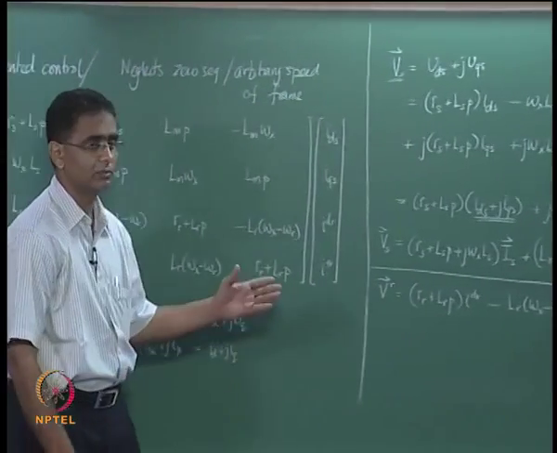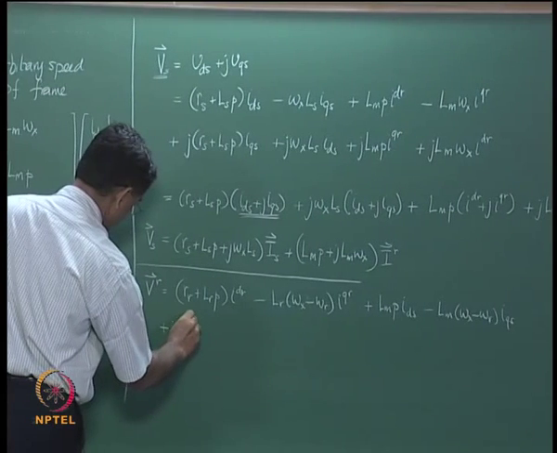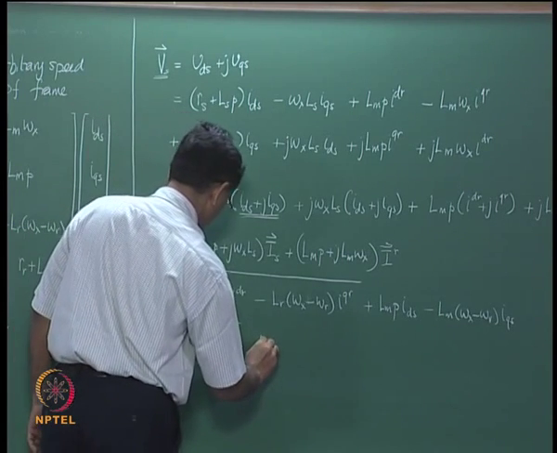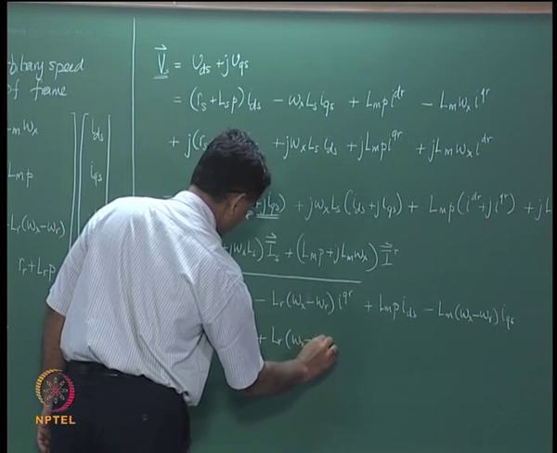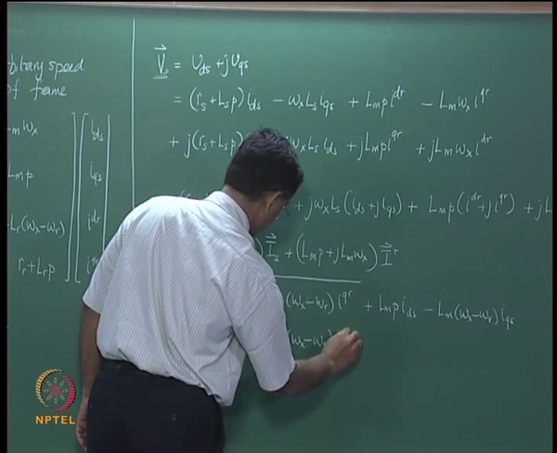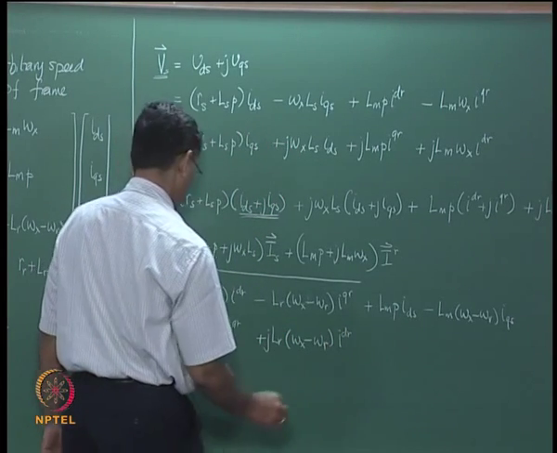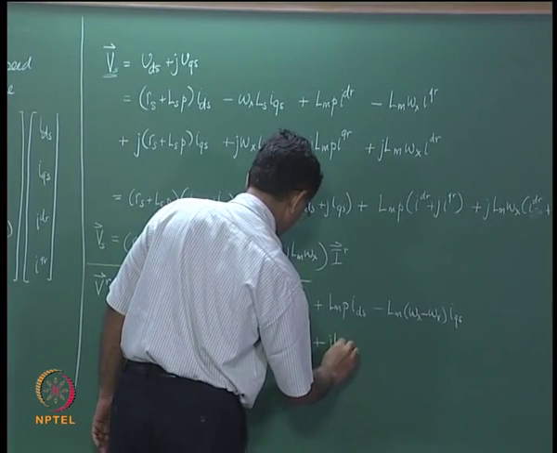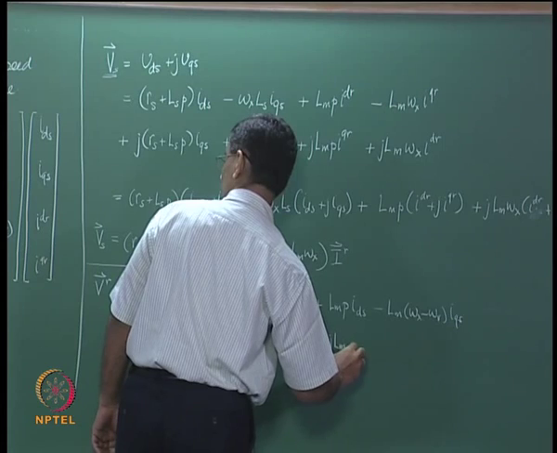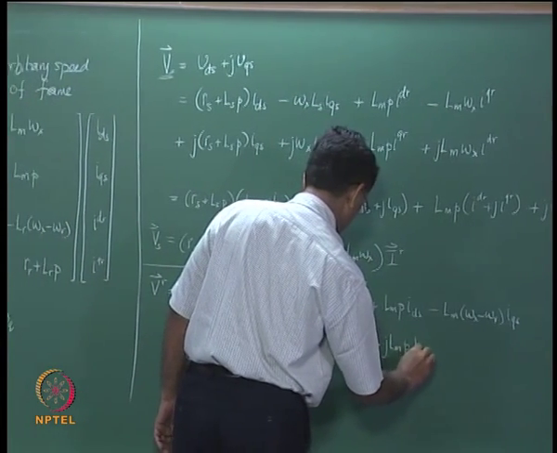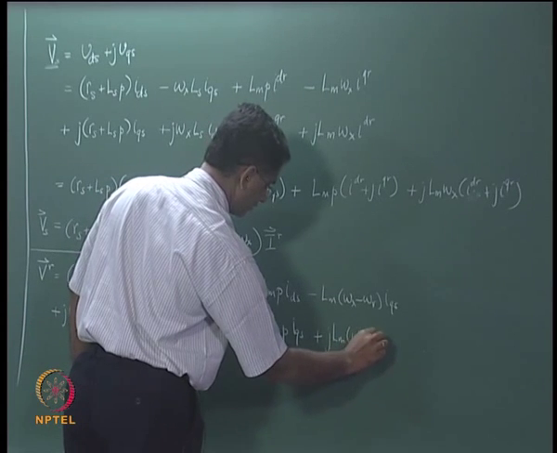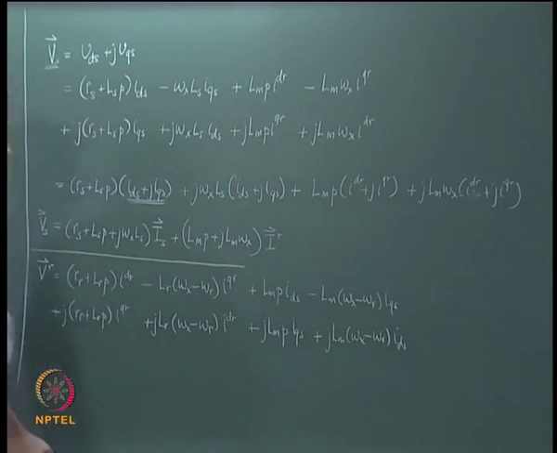So this is the first term VDR, and then you add J times the second term, that is RR plus LRP into IQR and plus LR into omega X minus omega R multiplied by IDR, this is J, and then you have plus J times LM into P into IQS, and then plus J times LM into omega X minus omega R into IDS. And so these two terms can then be combined to make use of the space vector notation.